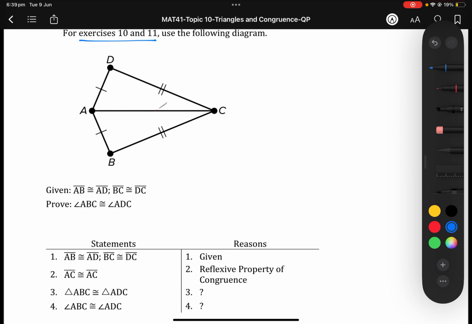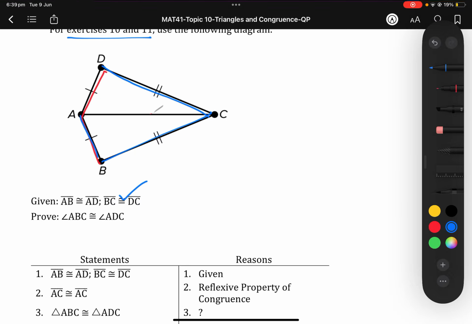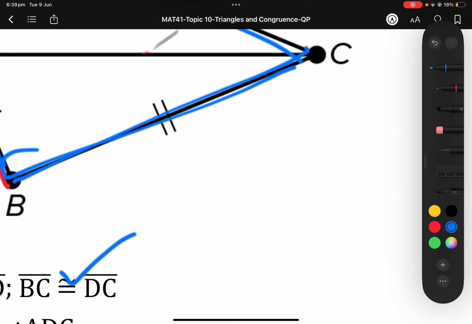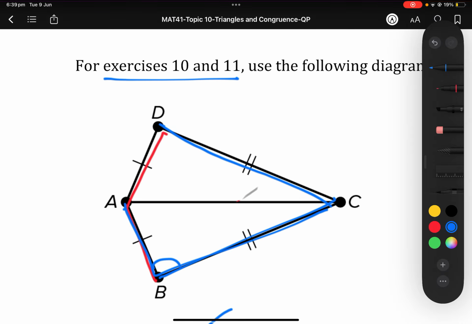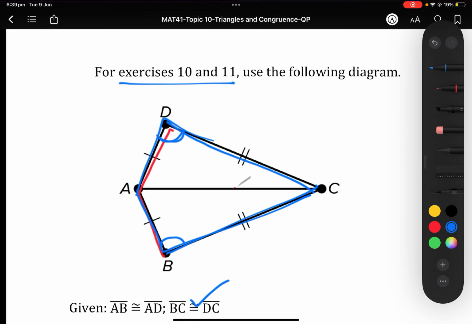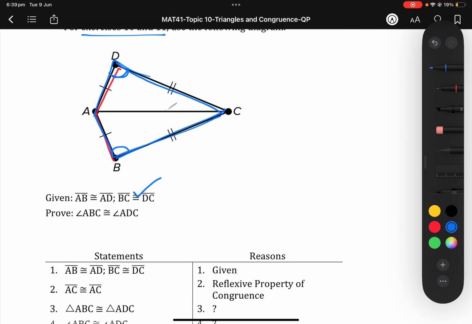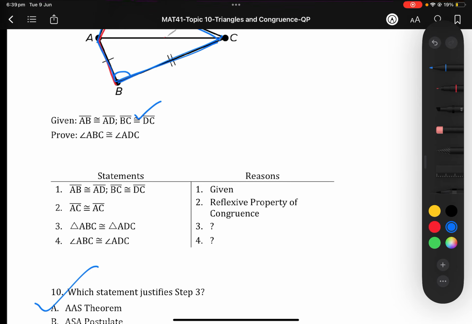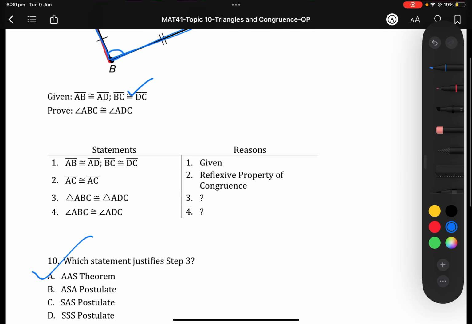AB is equal to AD. I can see that very well. This is the line AB, this is the line AD, they are equal. And then we have line BC, which is equal to line DC, it is said. This is done. And then they are saying that I have to prove that the angle ABC, this angle, and the angle ADC, this particular angle, are equal. Okay, so we'll start answering this part.